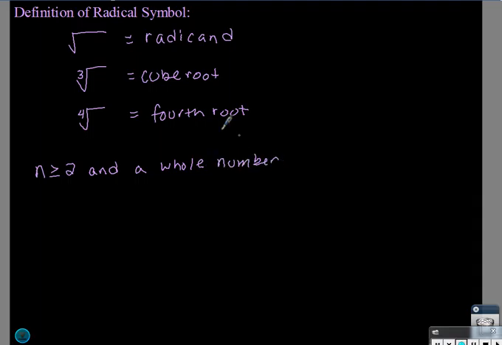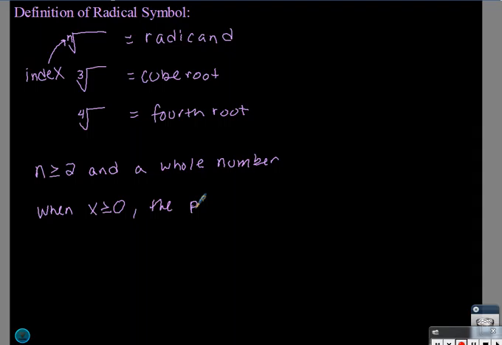So the number that we put on the outside, this is the n that goes on the outside, and this n is called the index of your radical. So it basically tells you what root you're dealing with. So the rest of our definition goes: when our x is greater than or equal to 0. So it has to be 0 or a positive number.